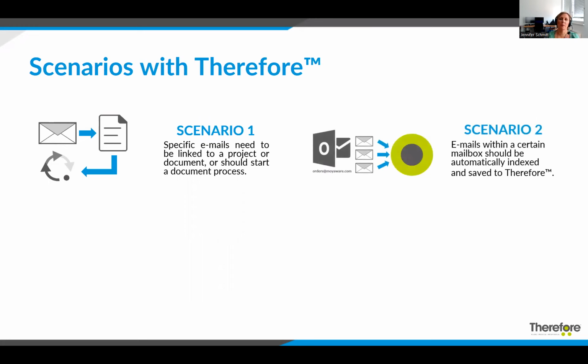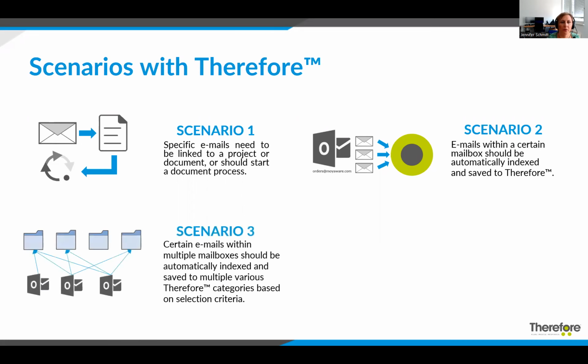Scenario 2 is emails from a certain mailbox or a folder within that mailbox should be automatically indexed and saved to Therefore. So here we have orders@moriware.com. That's our mailbox. It does not have to be Outlook, but in this case, we have an Outlook icon. So any type of mail from a specific mailbox should be saved to Therefore without user intervention.